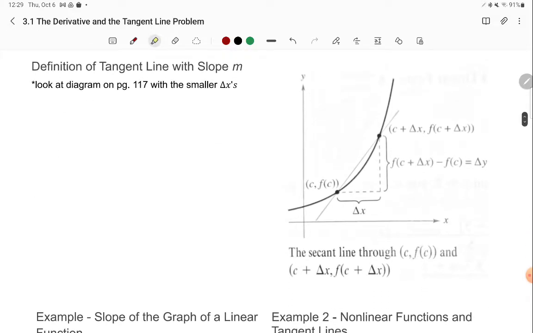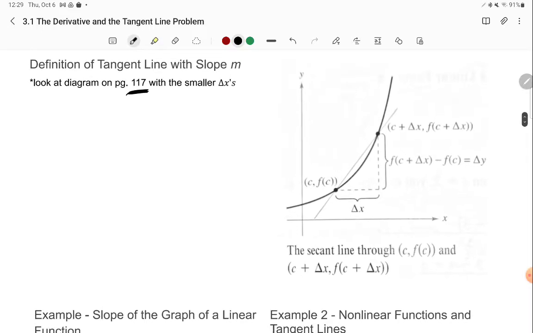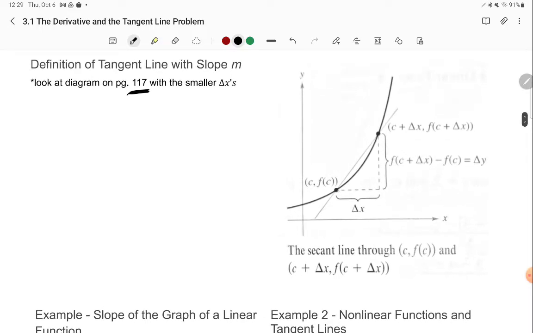So let's just jump right into the definition of tangent line with slope m. If you need some help, look at page 117, look at that diagram. Right here at the right, we have a point C. This is the point C, and then your y value is f of c. Like this is x and f of x, but we're using c. And we want to find the slope at that point.